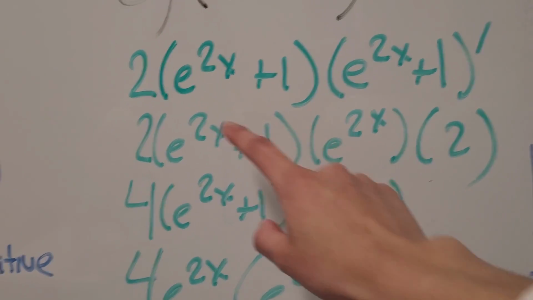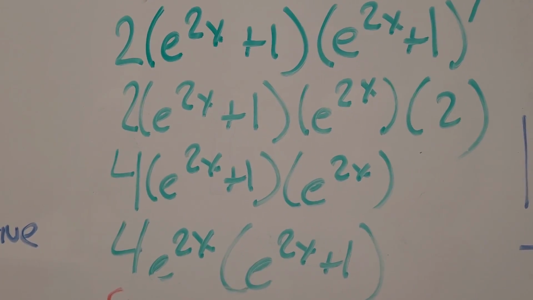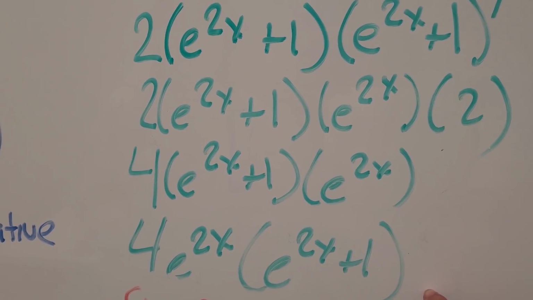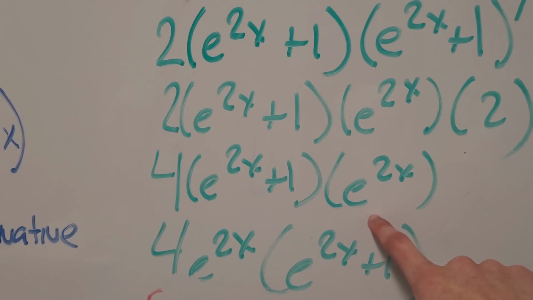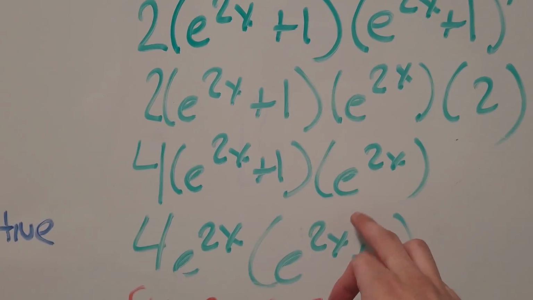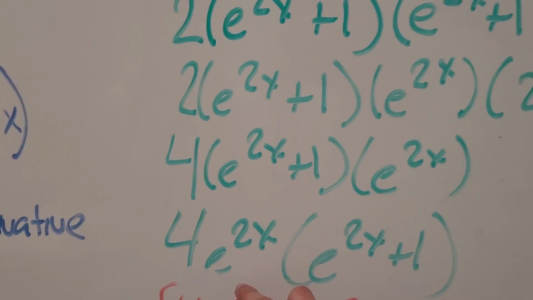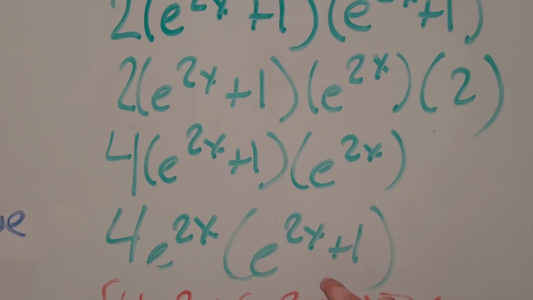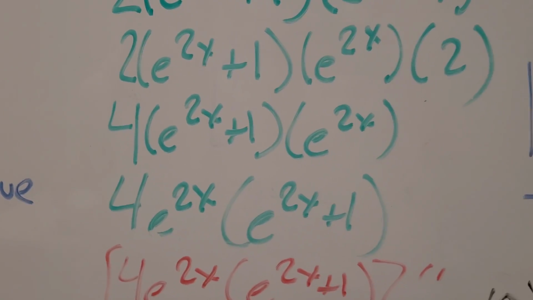Now, this step is just really rewriting it. We're just multiplying this 2 by this 2, and it gives us this 4. And this step is also just rewriting it. And in this step, we are factoring out this e to the 2x. So we're not really factoring it, we're just moving it to this side. So we have 4 e to the 2x, and we have e to the 2x plus 1. So this is our very first derivative.